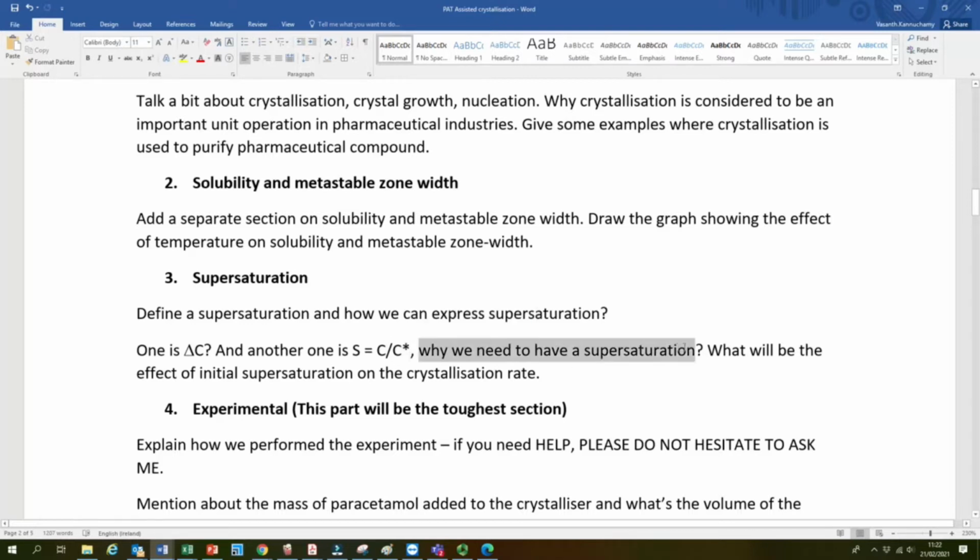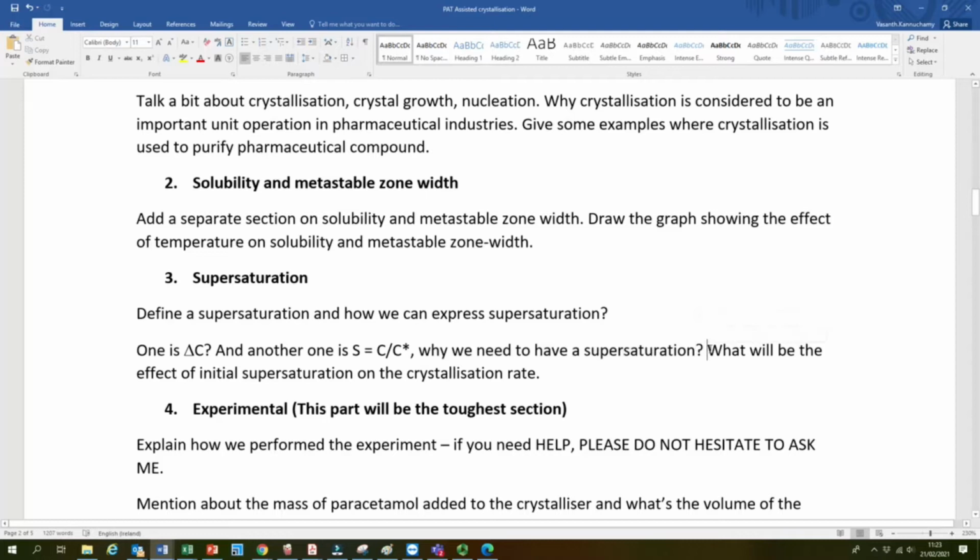And why do we need to have supersaturation, first of all? This is a very basic question, but still you should answer it. This is a must. If you are talking about crystal growth, or in general any topic in crystallization, you should know what supersaturation, solubility, metastable zone width, and so on are.